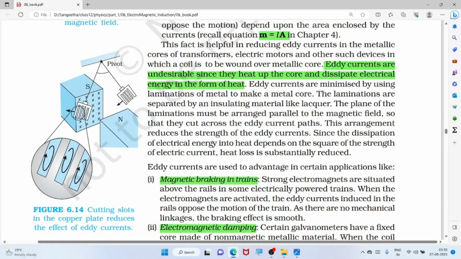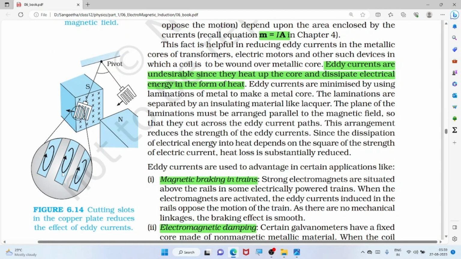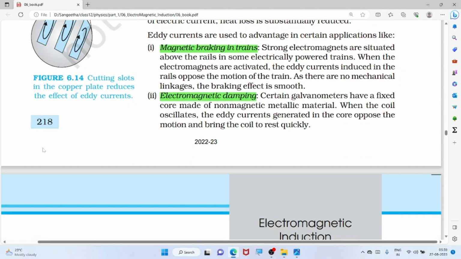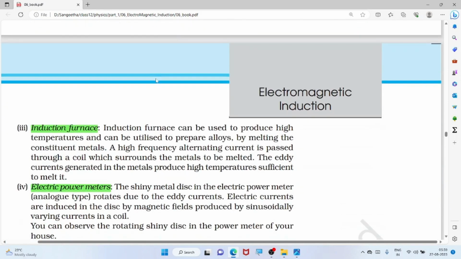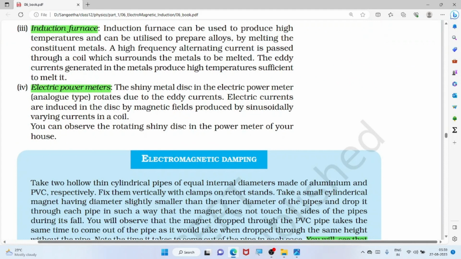Eddy currents are undesirable. They heat up the core and dissipate electrical energy in the form of heat. You can reduce the eddy current in the plates by making slots like this. These are some of the applications of eddy currents: magnetic braking systems, electromagnetic damping, induction furnaces, and electric power meters.